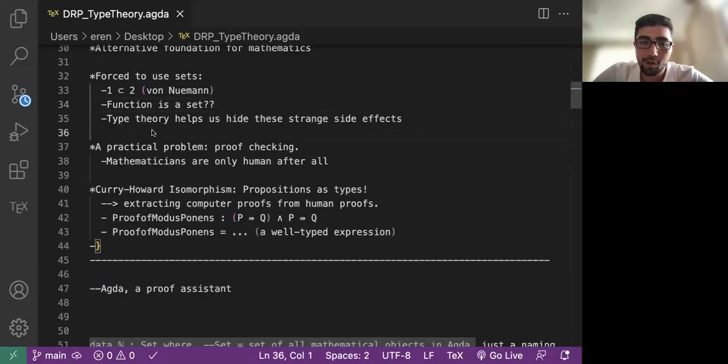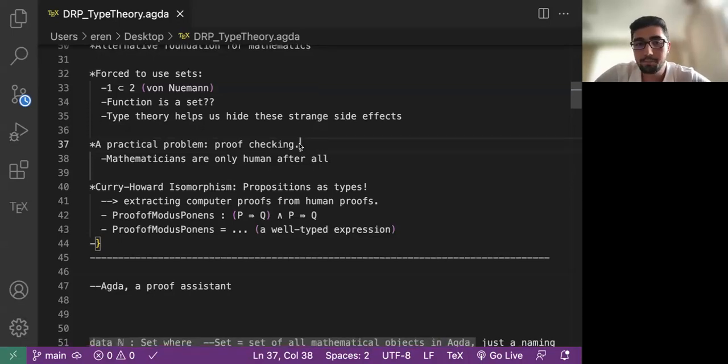Let us talk about a practical problem, proof checking. When we talk about mathematics, we generally consider it the most certain science or language, whatever you prefer here. But mathematicians who do mathematics are only human. And we see lots of examples of mistakes in either proof writing or proof checking. Because of that, we want computers to handle this problem because computers generally do not make mistakes.